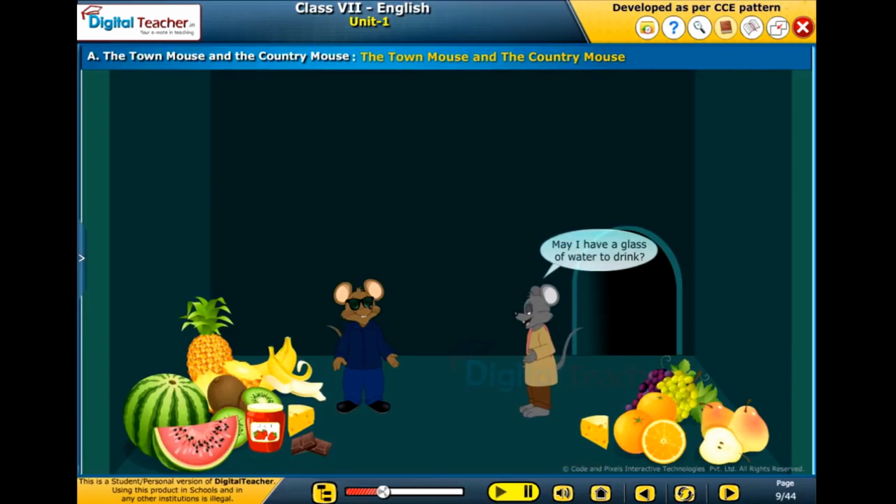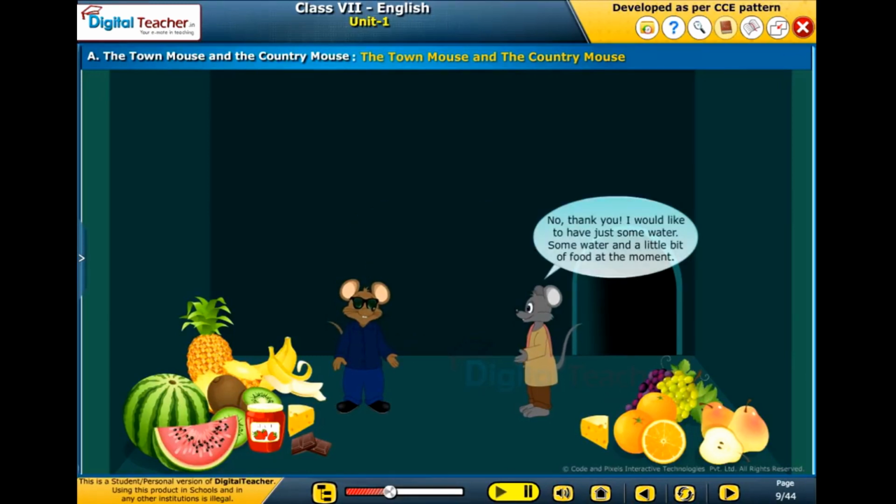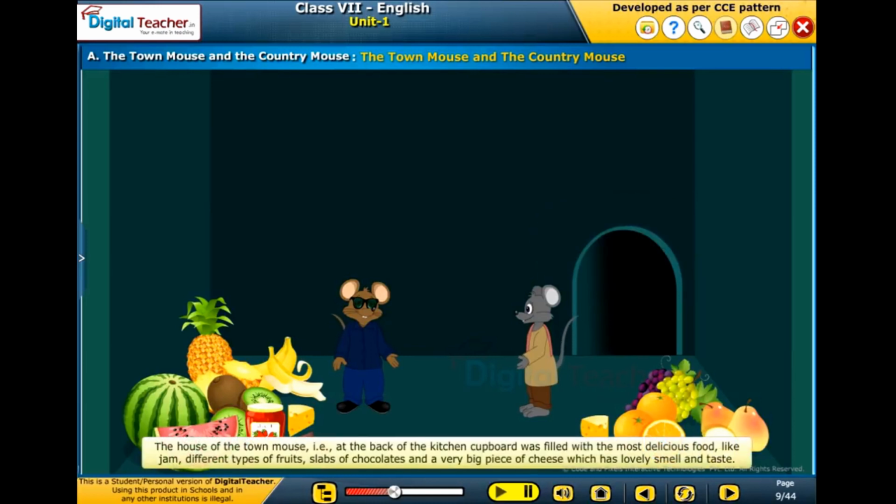May I have a glass of water to drink? Why only water? I have bought ice cold lemonade and orange juice for you. Which one do you prefer? No, thank you. I would like to have just some water. Some water and a little bit of food at the moment. The house of the town mouse, that is at the back of the kitchen cupboard, was filled with the most delicious food like jam, different types of fruits, slabs of chocolates, and a very big piece of cheese which has lovely smell and taste.